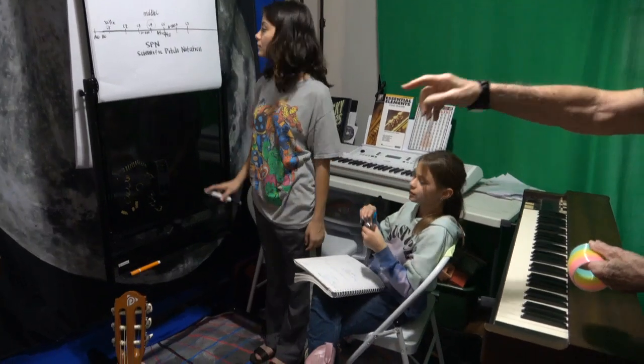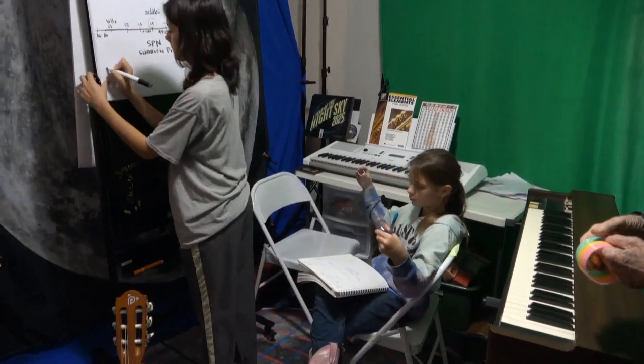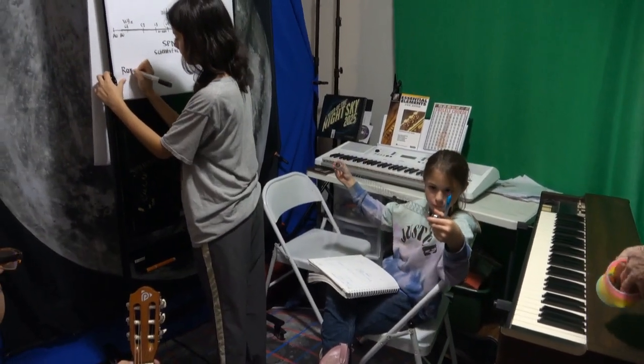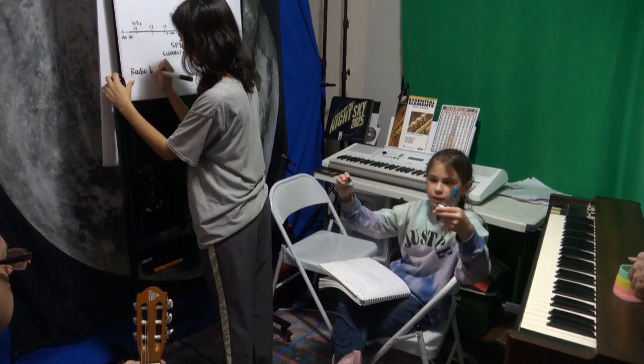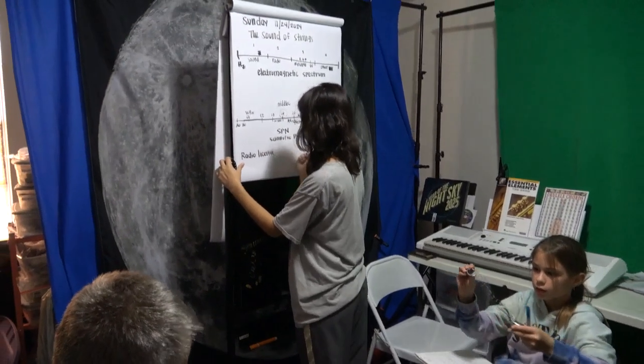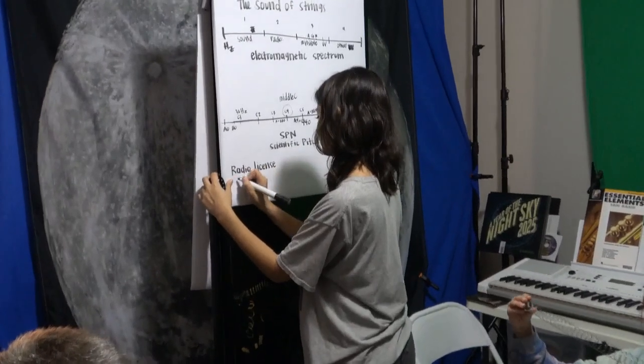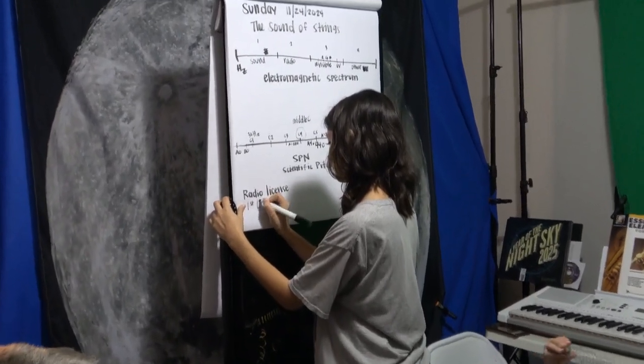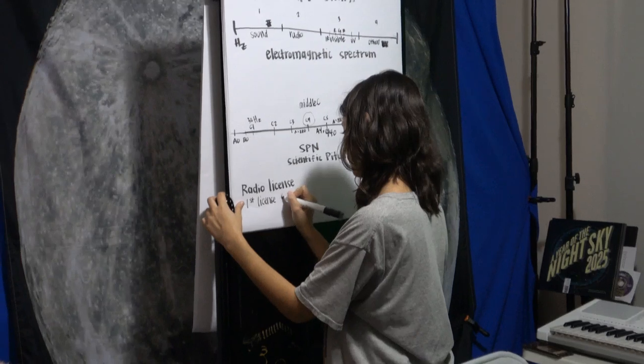So if you get a radio license, Elisa, write down the radio license. First license equals 2 meter and 440 hertz. 2 meters, 440 hertz.